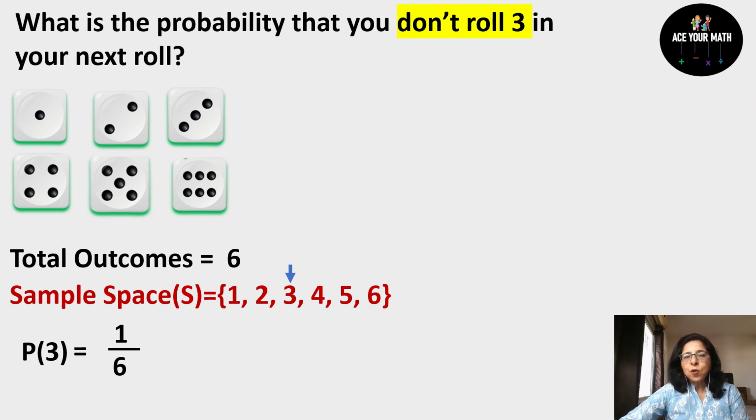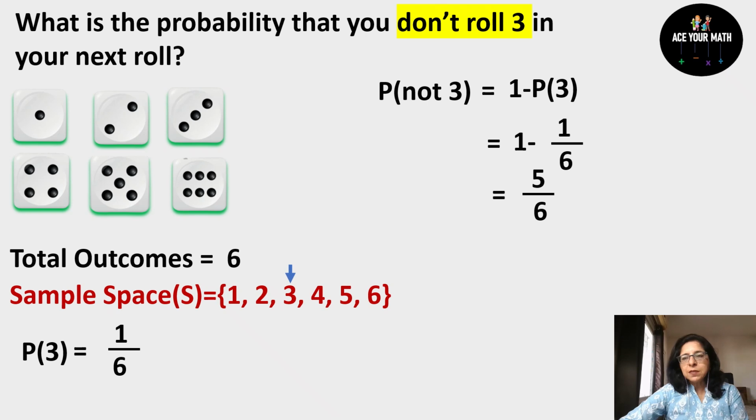Now you need to find the probability of not 3. The formula is that whenever you have to find not 3, you do 1 minus the probability of 3. Now put everything in the formula: it is 1 minus 1 by 6. When you solve 1 minus 1 by 6, you get 5 by 6. So the probability of not rolling 3 is 5 by 6.